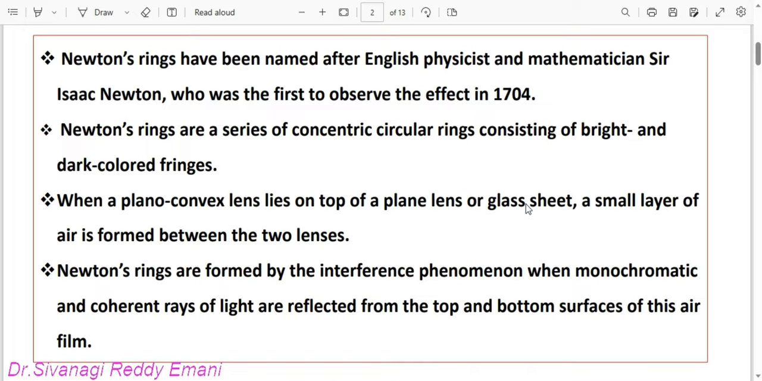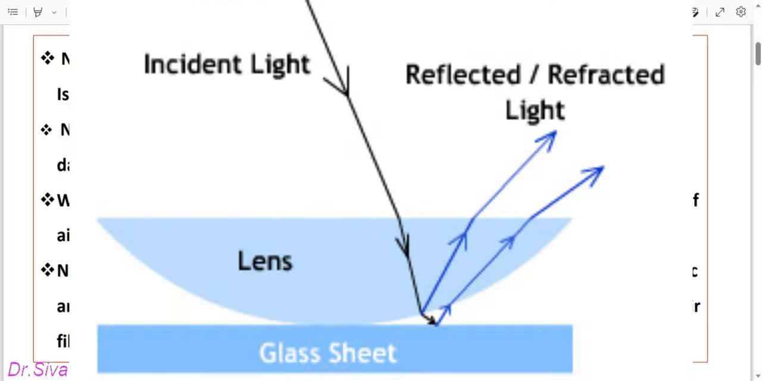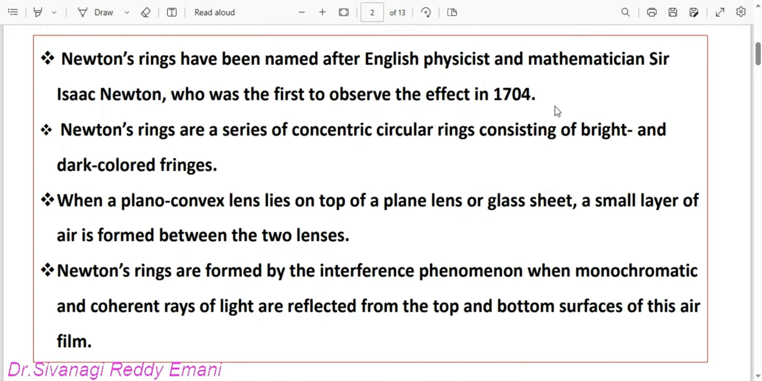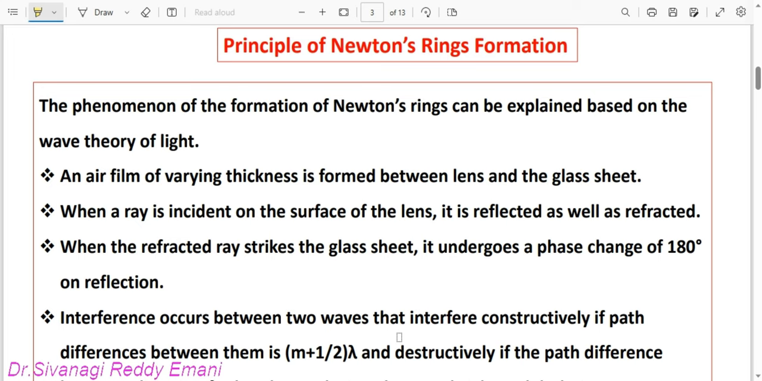Now we will see, when a plano-convex lens lies on top of a glass sheet, a small layer of air is formed between the two. The Newton rings are formed by the interference phenomenon. Next, what is the principle of Newton's rings? The formation of Newton rings can be explained based on the wave theory of light.